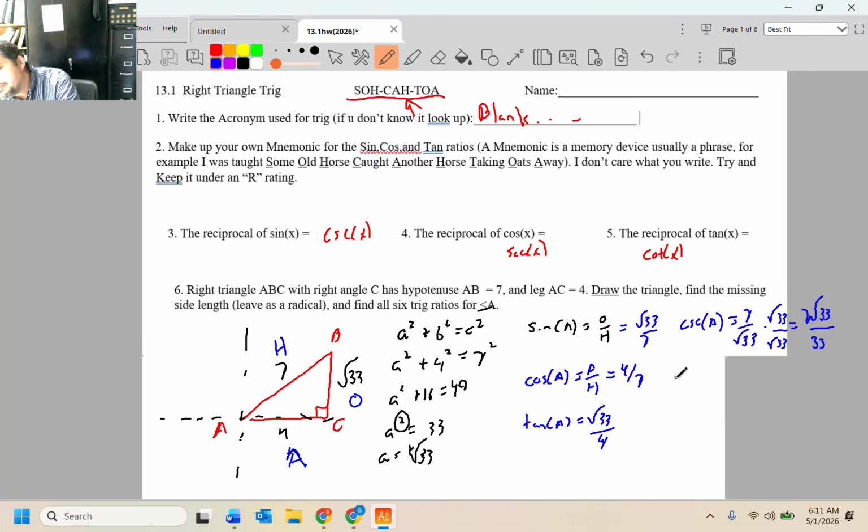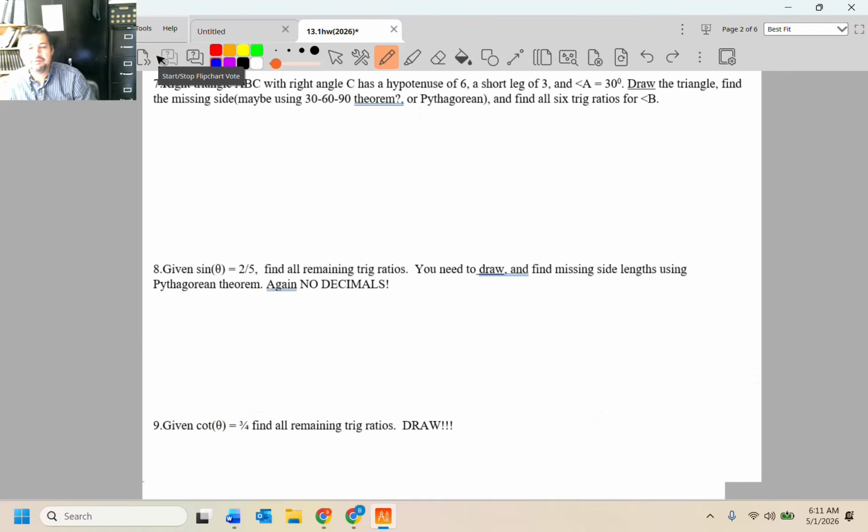The reciprocal of cosine is called secant, and this one's easy to flip: you just get 7/4. The reciprocal of tangent is cotangent, and we have 4 over root 33. We clean that up by multiplying the numerator and denominator by root 33, and we get 4 root 33 over 33. There we go. Moving forward.